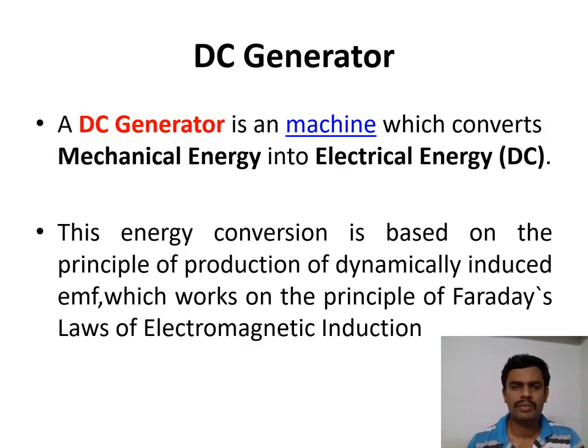A DC generator is a machine which converts mechanical energy into electrical energy. If the electrical energy is DC, then you'll be calling it a DC generator. If it is AC, it is called an AC generator. The conversion is based on the principle of dynamically induced EMF and Faraday's laws of electromagnetic induction.